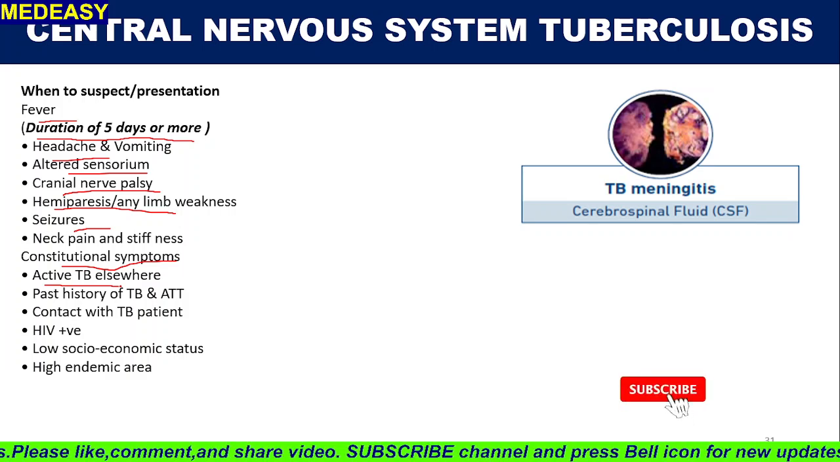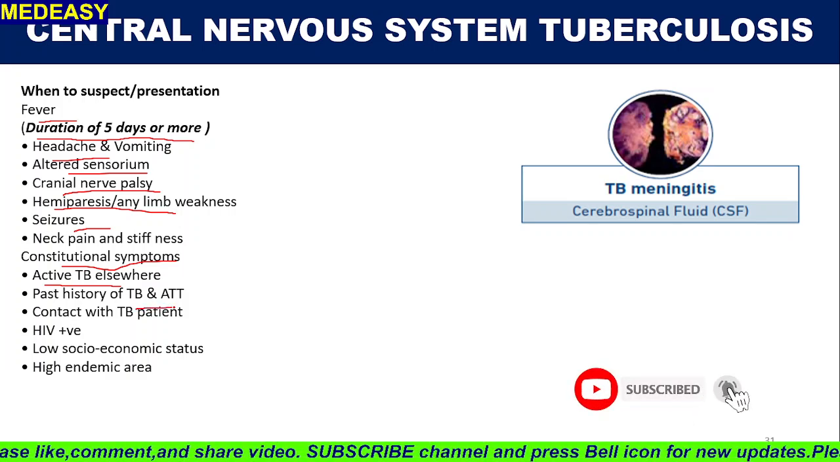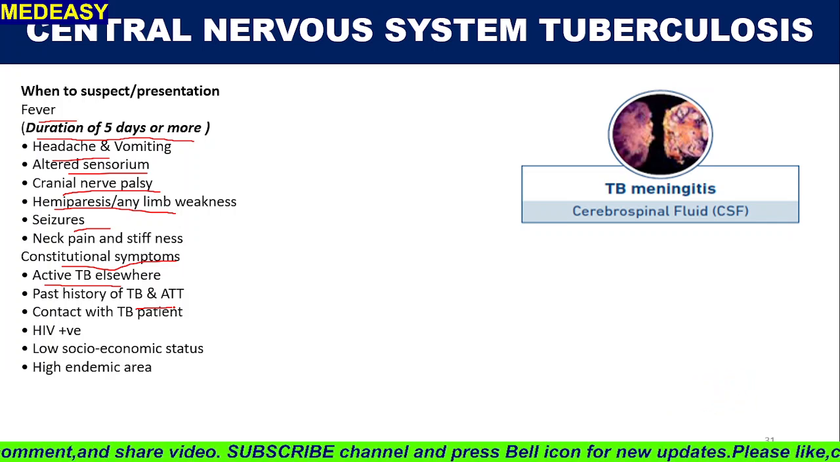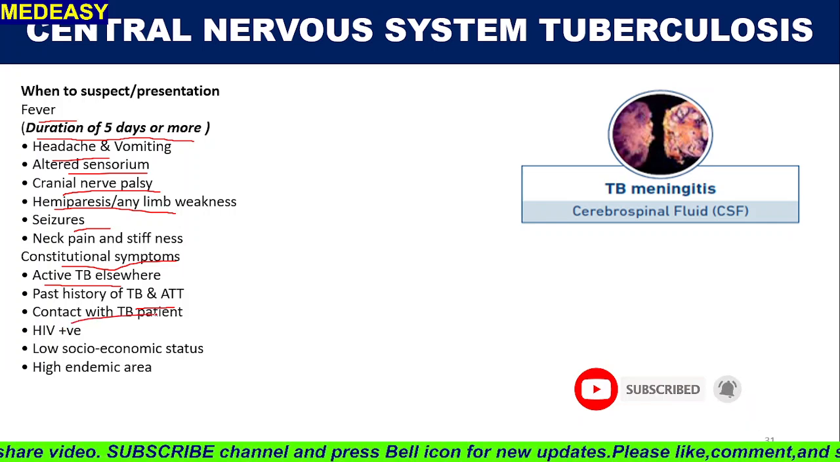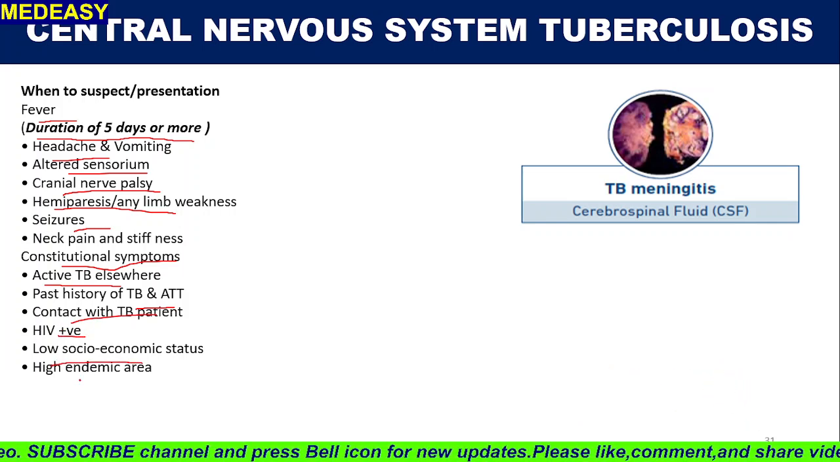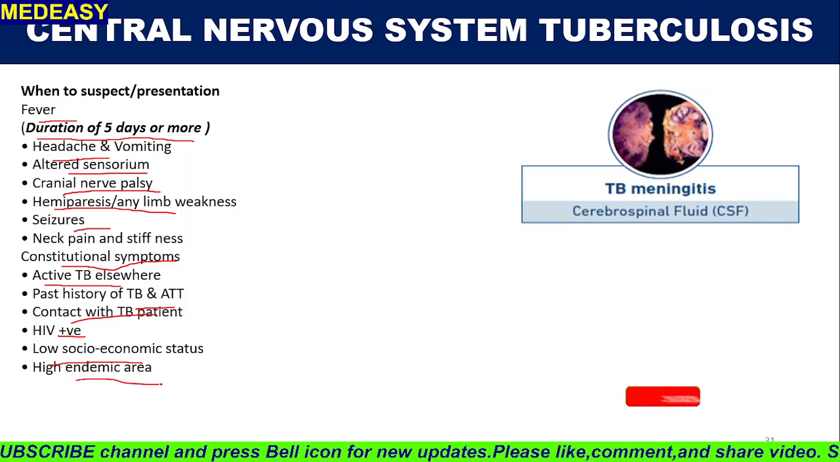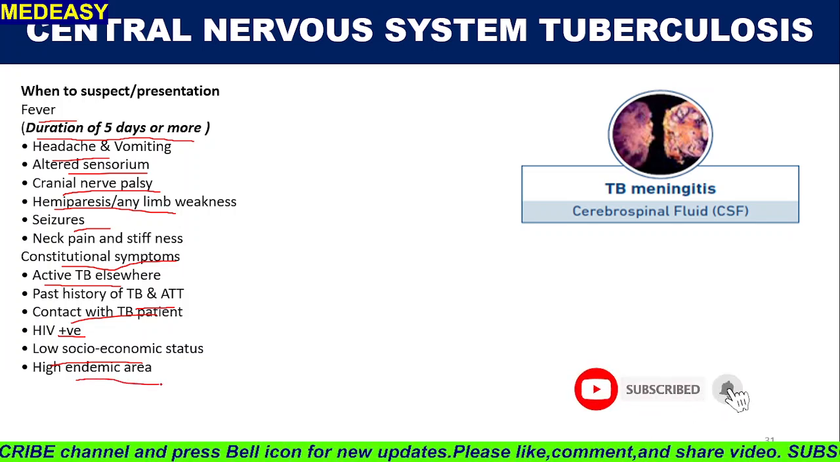Alright, past history of TB or ATT is very important. If somebody was treated in the past for tuberculosis, for pulmonary tuberculosis or extrapulmonary, that is a very important risk factor, because of reactivation in such a patient. Contact with a TB patient is also a risk factor. HIV positive status, low socio-economic status, and living in a high endemic area, meaning our India is also in a high endemic zone.